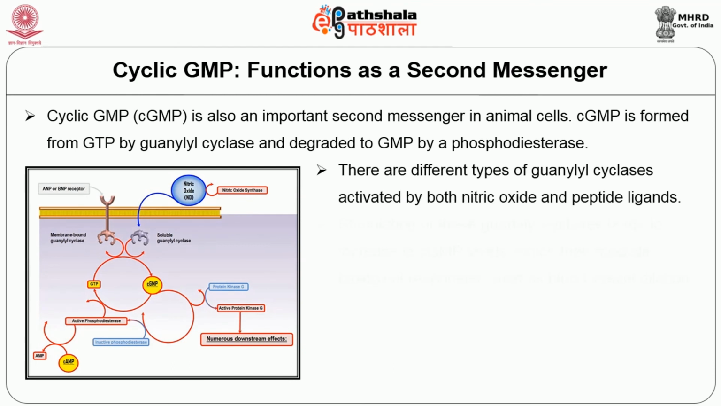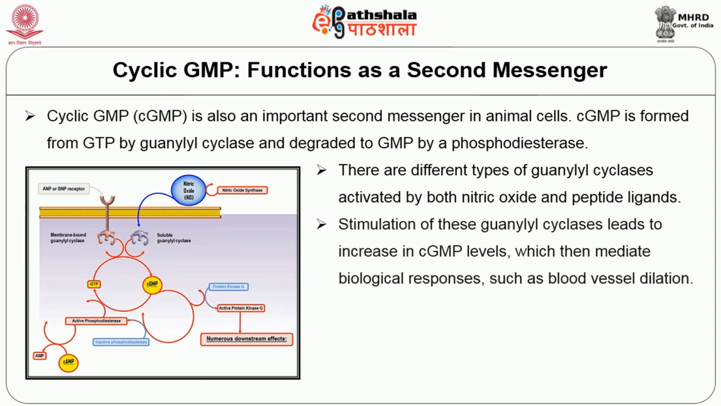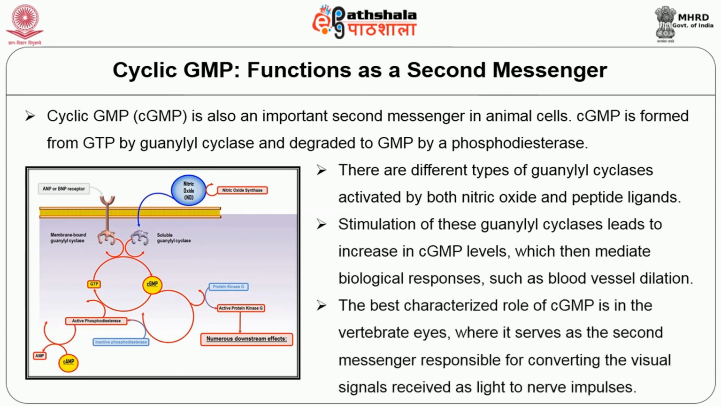There are different types of guanylyl cyclases which are activated by both nitric oxide and the peptide ligands. Stimulation of these guanylyl cyclases leads to increase in the cyclic GMP levels, which then mediate biological responses such as blood vessel dilation. The best characterized role of cyclic GMP is in the vertebrate eyes, where it serves as a second messenger responsible for converting the visual signals received as light to nerve impulses.